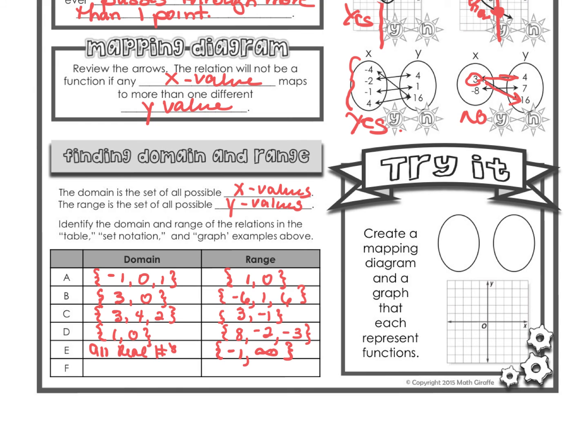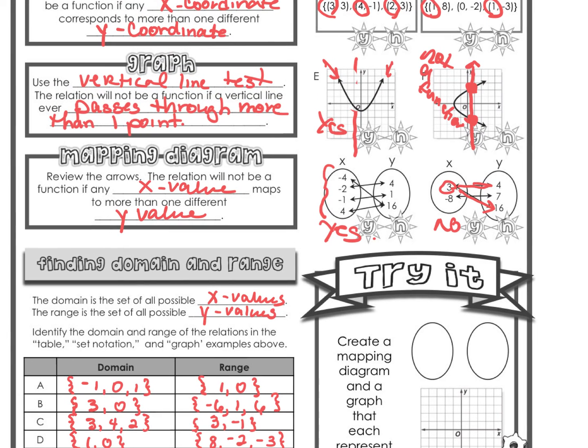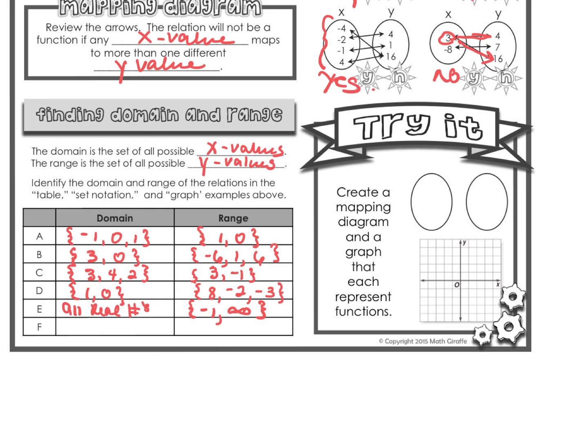Because if you look at right here, this point is graphed at -1. So that's where y is equal to -1. And the rest of the coordinates, no matter what you put in, is going to go on to infinity. So it's -1 to infinity.